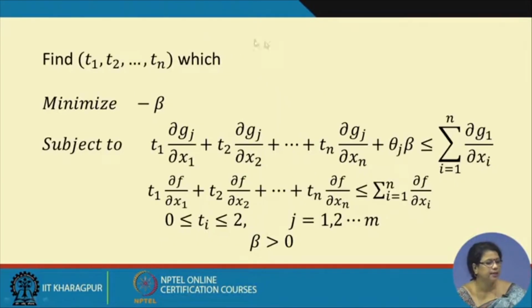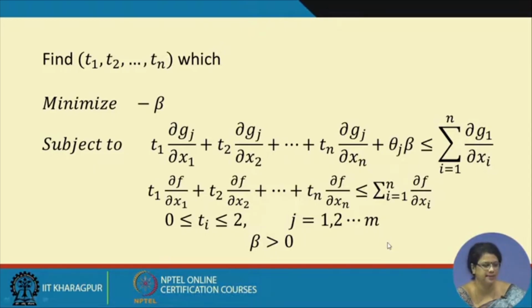All right. Whatever I have written, the same thing has been written in elaborated form, t1 del g_j(x1) etc., and on the right side, because of the term s_i equal to t_i minus 1, because of the 1, this part will go to the right, here also it will go to the right in a similar manner. And j will run over the m number of constraints.